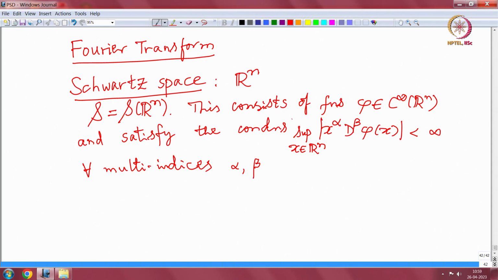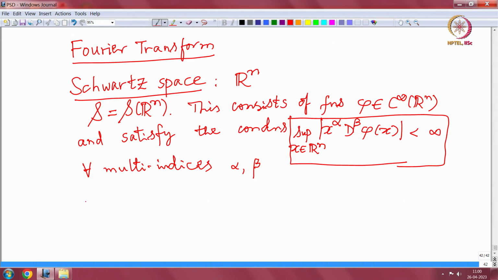Okay, so just have a closer look at this definition. We are multiplying any derivative of phi with a polynomial. So this polynomial and order of the differentiation are arbitrary. So they are all finite, but they are arbitrary. Then you multiply this derivative by the polynomial and take the supremum over x in Rn. That should be finite for all multi indices alpha, beta.